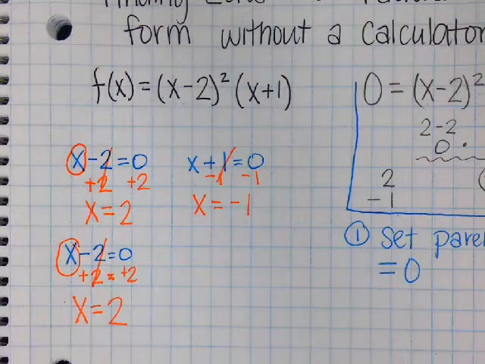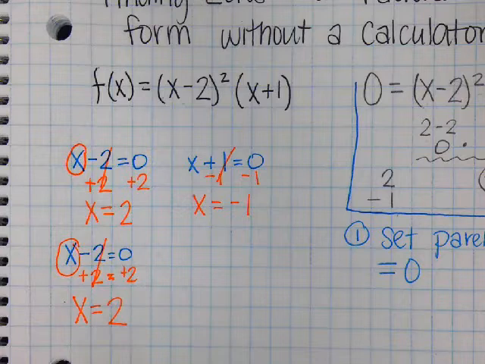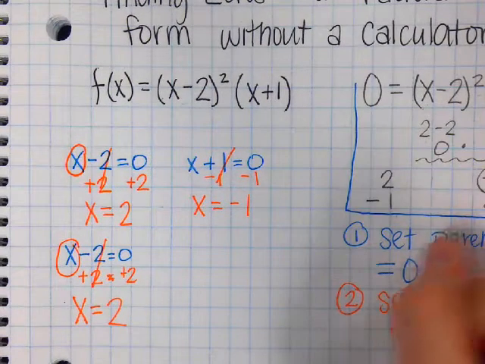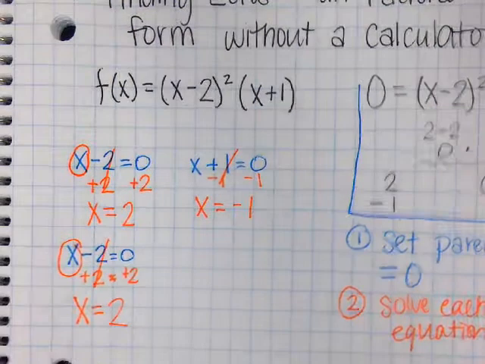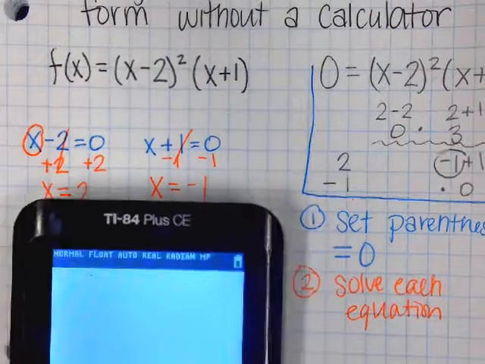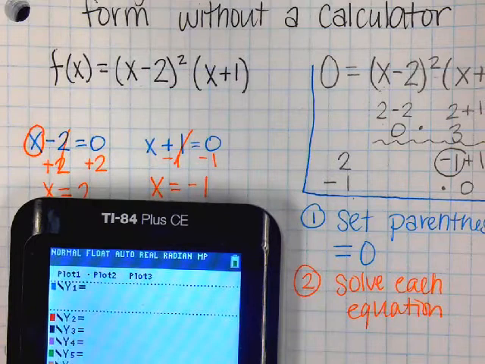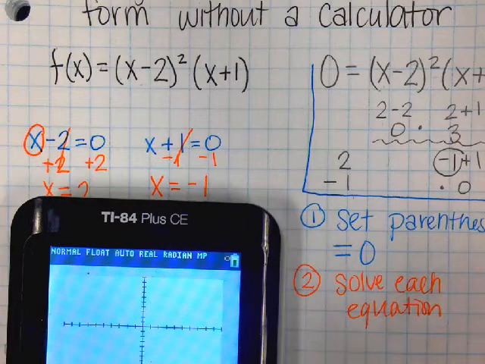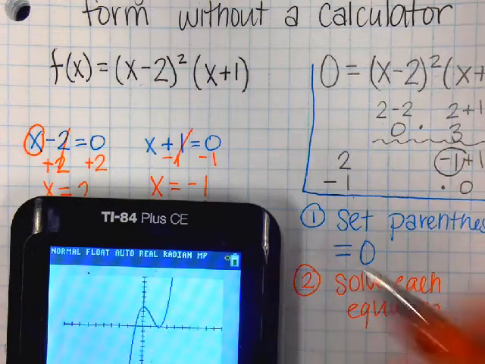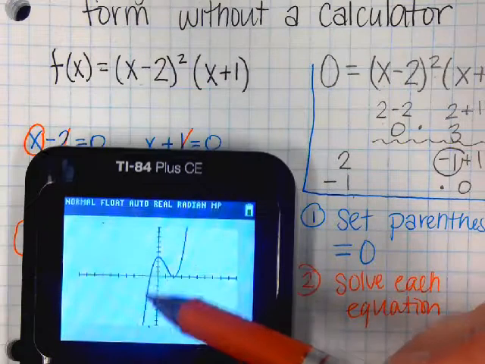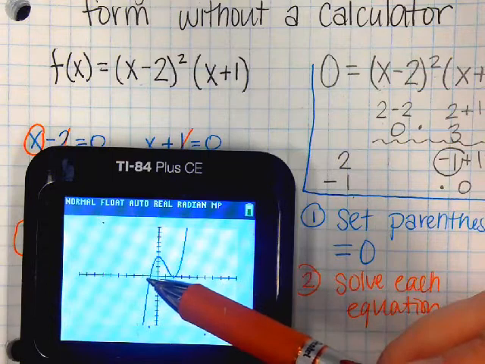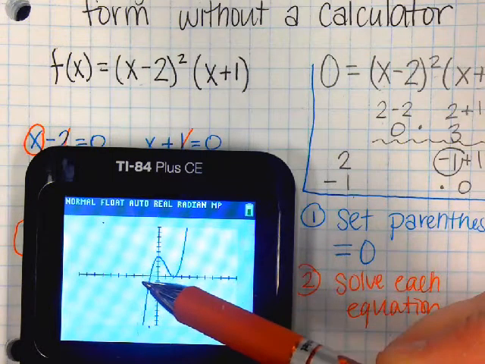Now, I'm going to go ahead and graph this because I want you to see, oh, I forgot to write the second step. Solve each equation. Sorry, wanted to write down that step. Okay, so I'm going to go ahead and graph these. x minus 2 squared and x plus 1. Now, if you notice, this is what we're about to talk about, the types of zeros that you'll see.